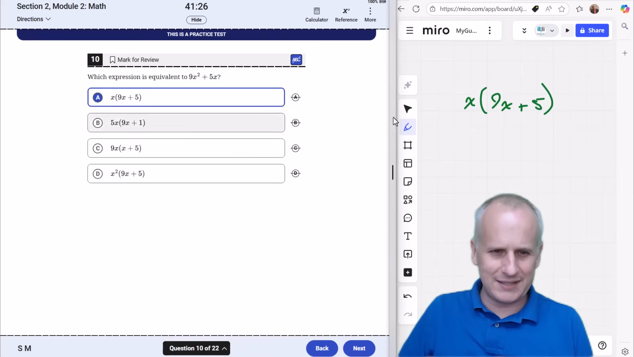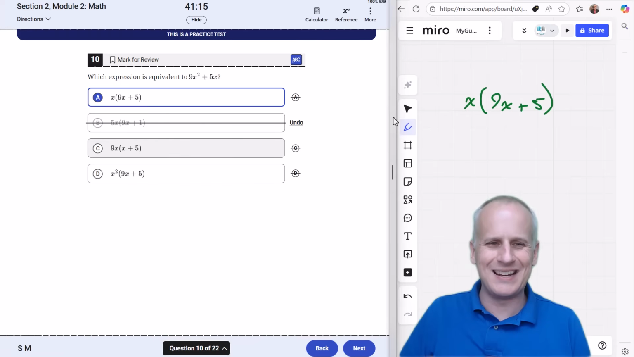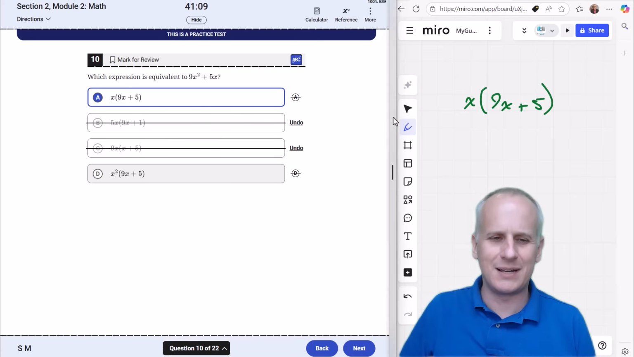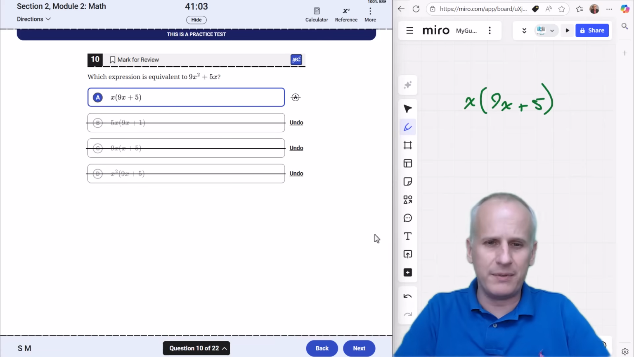And when we look at the rest of the answer choices, you could also just consider multiplying them through. Obviously, 5x times 9x is going to give me 45x squared. 9x times 9x gives me 81x squared, but 9x times 5 is going to give me 45x as opposed to 5x. And then x squared times 9x is going to actually give me 9x cubed plus 5. So there's three proofs of concept of how those are incorrect.